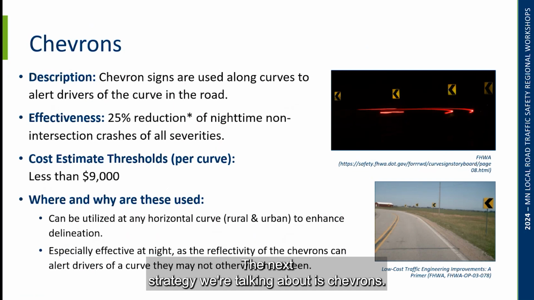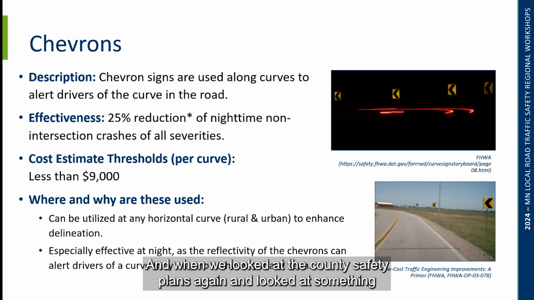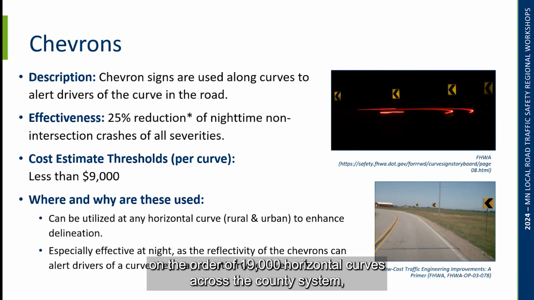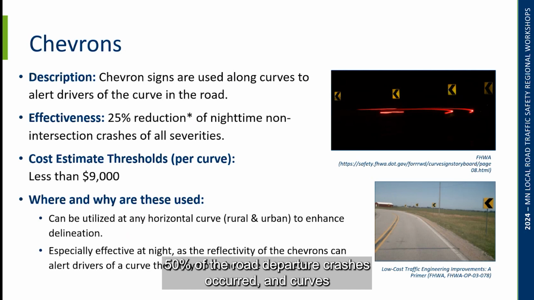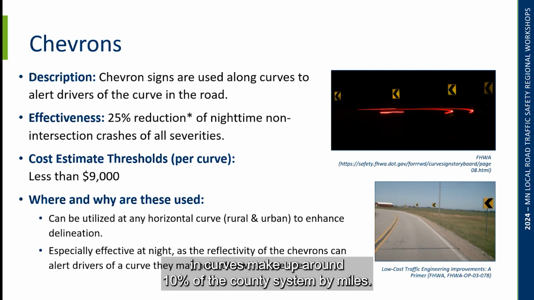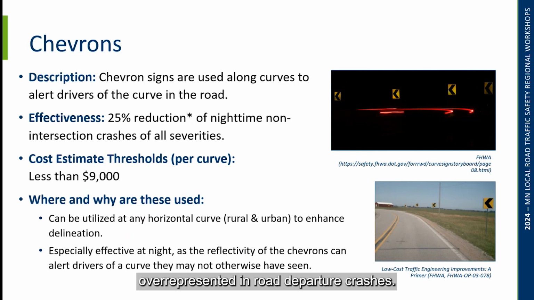All right, the next strategy we're talking about is chevrons, and the reason we're talking about chevrons, it's a curve strategy. And when we looked at the county safety plans again and looked at something on the order of 19,000 horizontal curves across the county system, a couple of things stood out. One, 50% of the road departure crashes occurred in curves, and curves make up around 10% of the county system by miles. And so you can see the curves are overrepresented in road departure crashes.